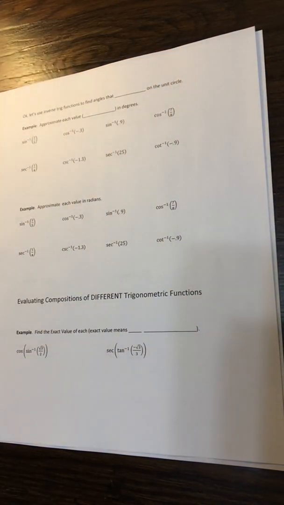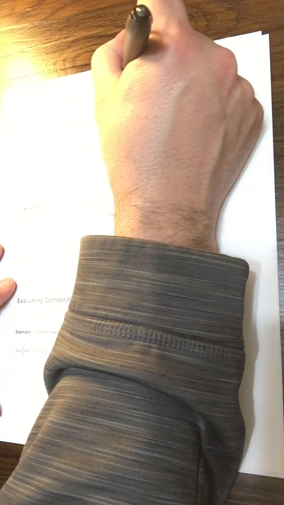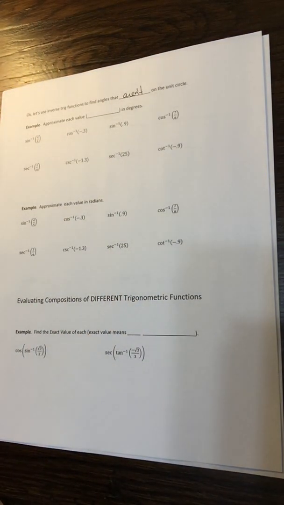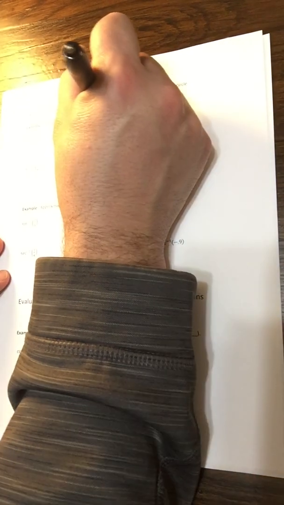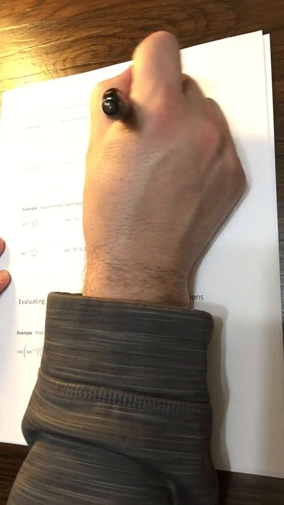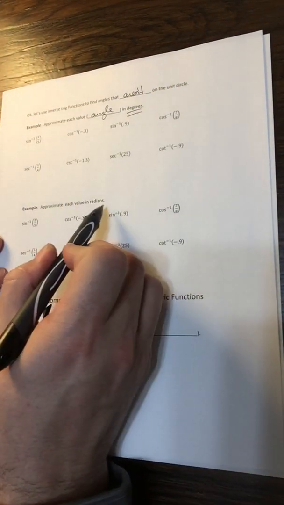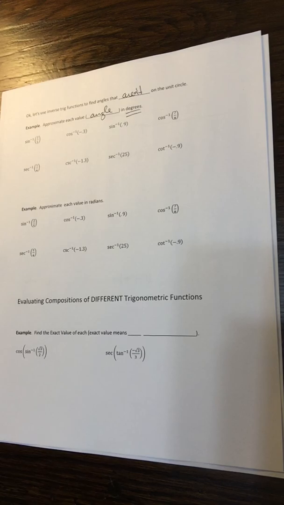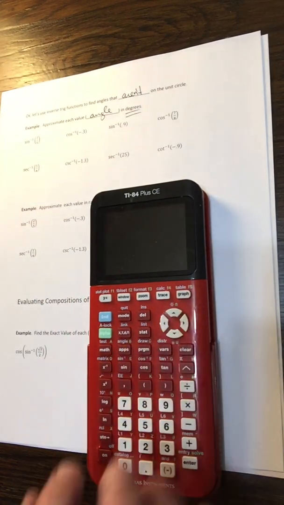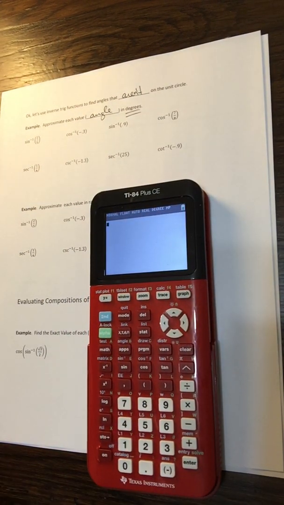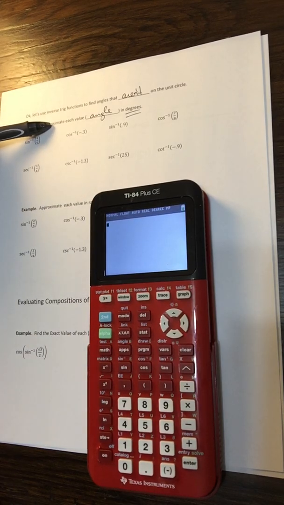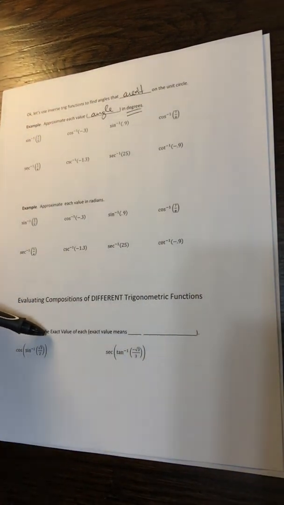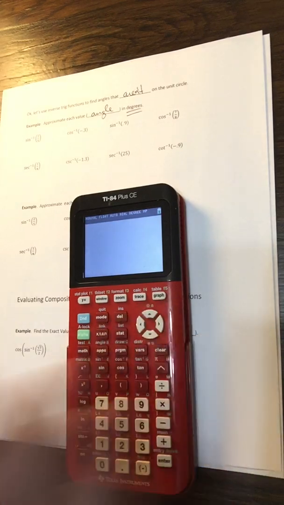Hey, let's go to the next page. Okay, let's use the inverse trig functions to find angles that aren't on the unit circle. Approximate each value, which is going to be an angle, in degrees, and then approximate each value in radians. So I'm going to get you started here, and then I'm going to stop and let you guys do a bunch of work. I'm talking about using the calculator here. When I say approximate, instead of finding the exact value, I mean hit buttons on your calculator.